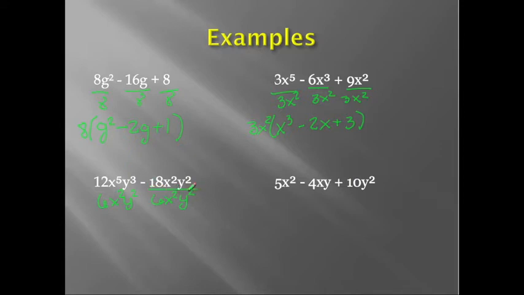So then we have to divide both terms by 6x to the second and y to the second. So 12 divided by 6 is 2. x to the fifth divided by x to the second: we subtract our exponents, giving me x to the third, and then y to the first. And then over here, negative 18 divided by 6 will give me negative 3, and then our x and y cancel out. So we need to make sure that we do not forget to write our GCF out front.